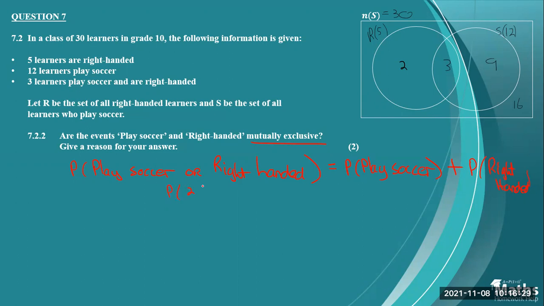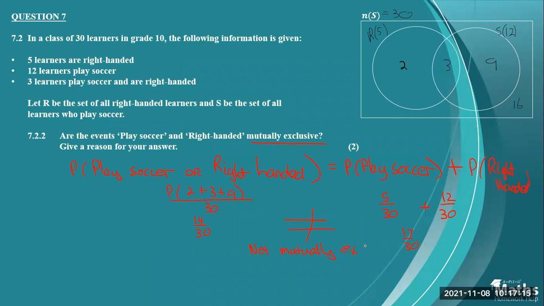you don't have to write all of this in the exam, I'm just explaining. It will be the 2 plus 3 plus 9. Playing soccer or right-handed, so you add all of that. And it's of course over 30. So this will give me 14 over 30. Let's see if that's equal to the right side. If I take everyone right-handed, that's 5 over 30, and everyone playing soccer will be 12 over 30. And that gives me 17 over 30. Because the left side's not equal to the right side, it will be not mutually exclusive.